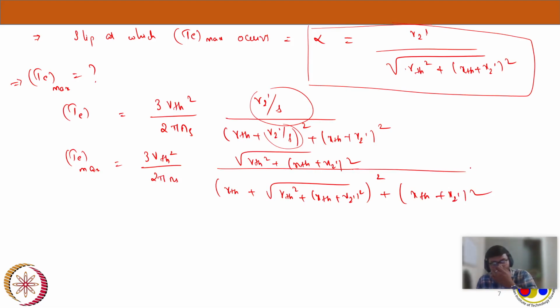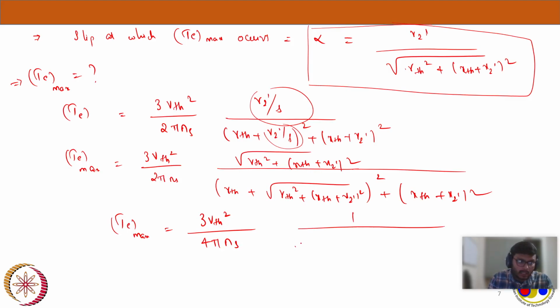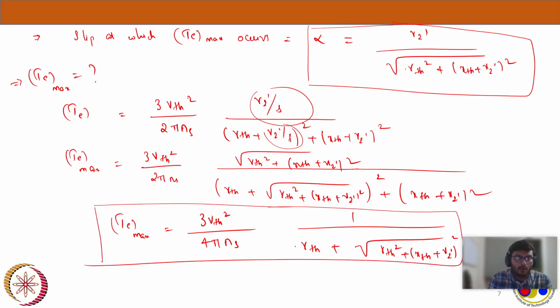So yeah, you can expand this denominator, a plus b whole square, and then on the right side also there are again XTH plus X2 dash whole square terms, and you take them common and it will become 2 times the entire formula. I will just write the final expression here, you can solve it later. There will be a 2 term in the denominator. It will come to this side: 3 VTH squared by 4 pi ns, times 1 by RTH plus under root RTH square plus XTH plus X2 dash whole square. Now this is the maximum torque formula.